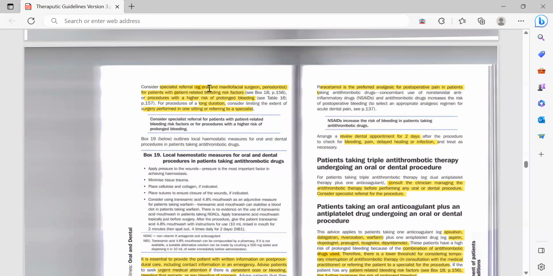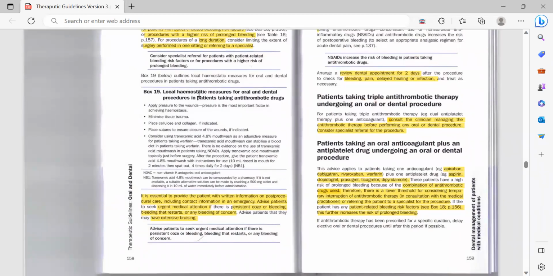So if you are considering the patient or you are referring the patient to the specialist, which specialist do you need to refer to? The oral and maxillofacial surgeon or the periodontist, for patients with patient-related risk factors or a procedure with a higher risk of prolonged bleeding. For procedures of a longer duration, consider limiting the extent of surgery performed in one sitting or referring to a specialist. Okay, so then which are the local hemostatic measures that you need to do in patients taking antithrombotic drugs?